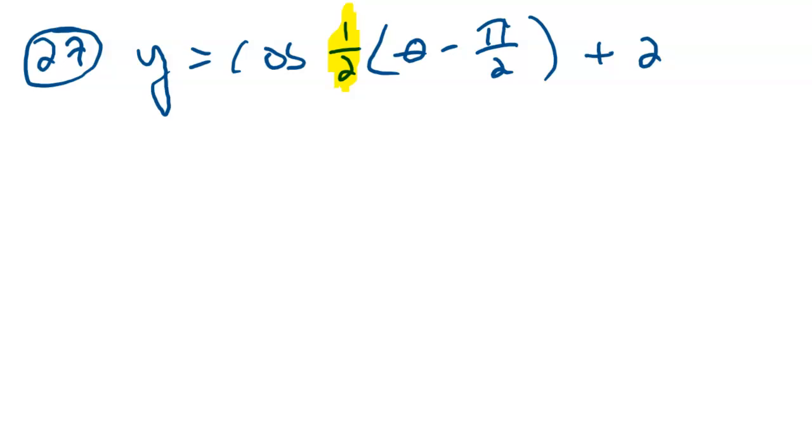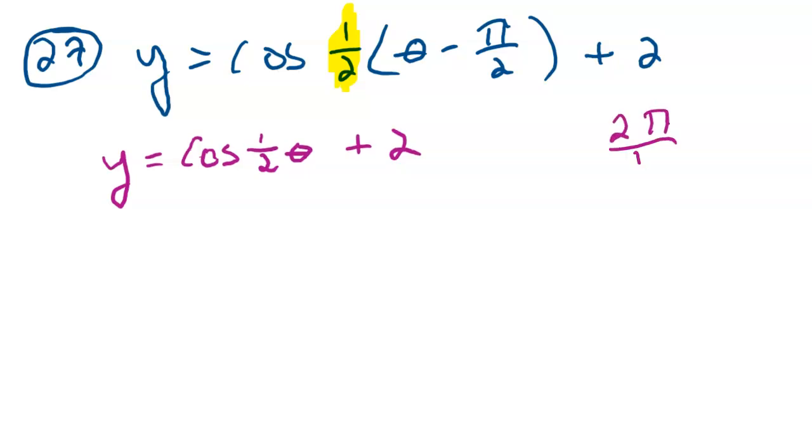All right, so I'm going to graph y equals cosine 1/2 theta plus 2. That's what I'm going to graph. Amplitude is 1. Period is 4 pi. The regular period is 2 pi, but we're condensing by 1/2, so we get 4 pi.